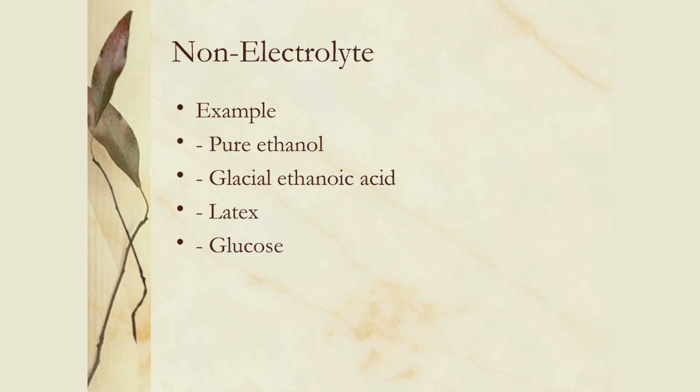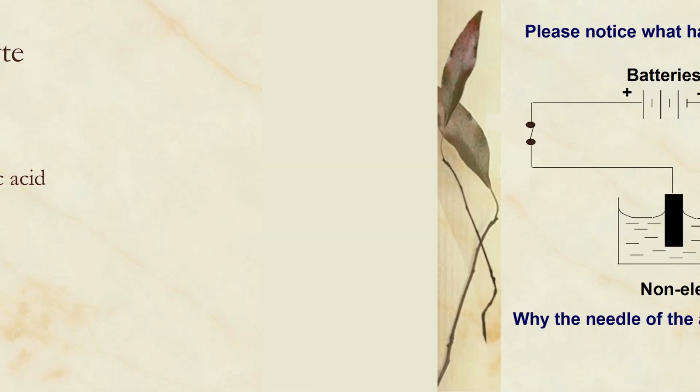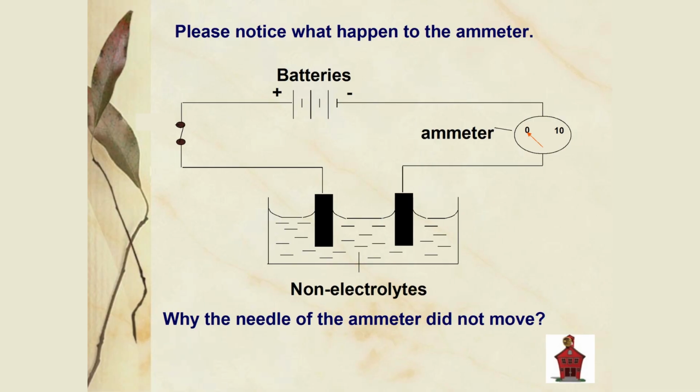Now, picture another diagram. This one shows a similar circuit setup, but this time the beaker is labeled non-electrolytes. Please notice what happens to the ammeter here. The needle of the ammeter did not move. Why do you think that is? It's because there are no freely moving ions to carry the electric charge.